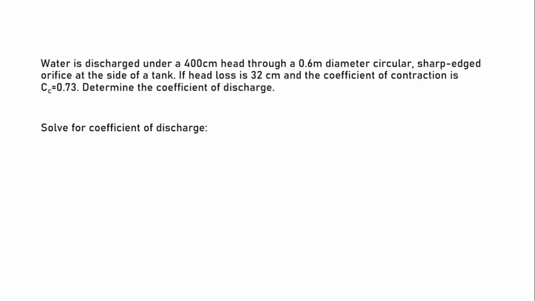After we solve for the coefficient of velocity, we can now solve for the coefficient of discharge, which is denoted by the formula C sub D equals C sub C times C sub V. Plugging in all the values, we get C sub D equals 0.73 times 0.96, which is equal to 0.7008, and this is our final answer in this problem.